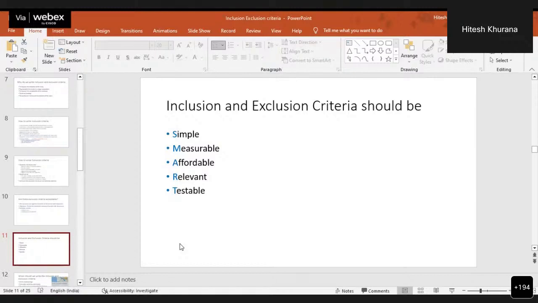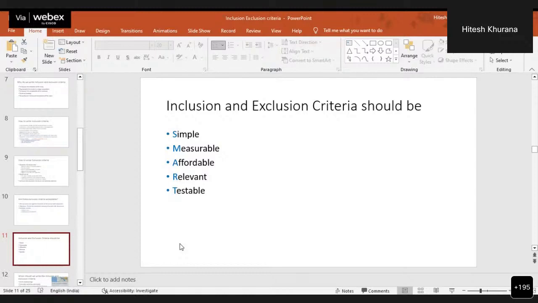These should be measurable, or objectively accessible, so that whatever assessment I make on the given criteria, other persons are also making the same assessment about the inclusion and exclusion criteria. In that way, there has to be objectivity in the inclusion and exclusion criteria also.